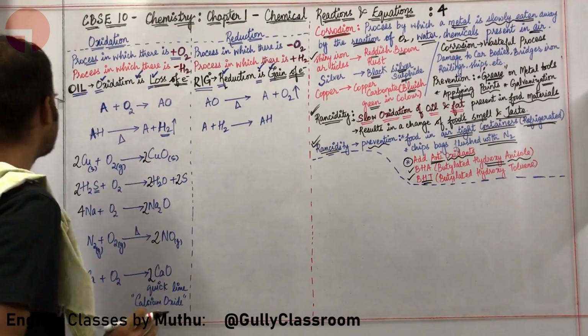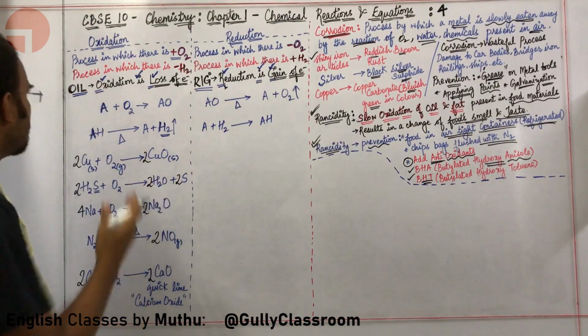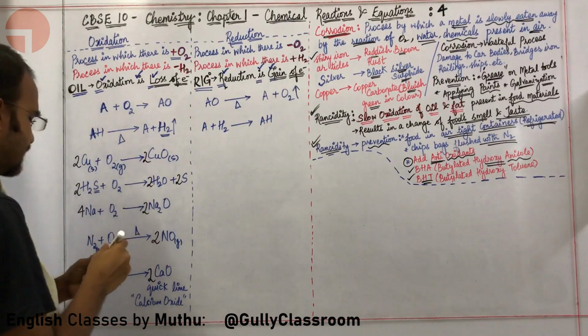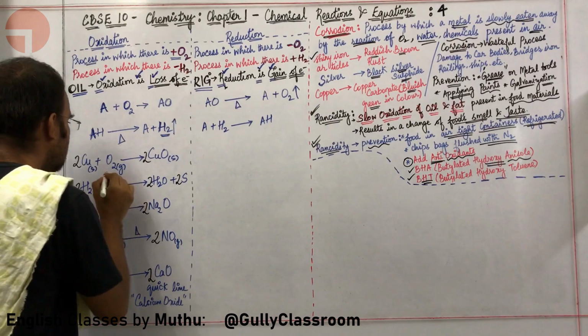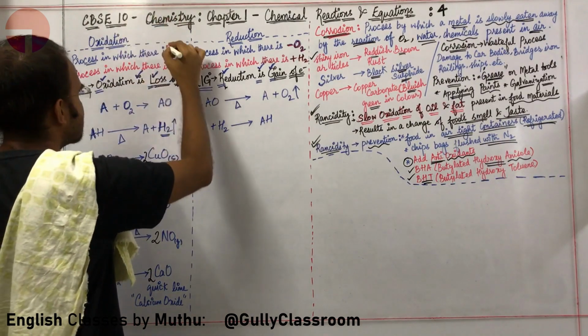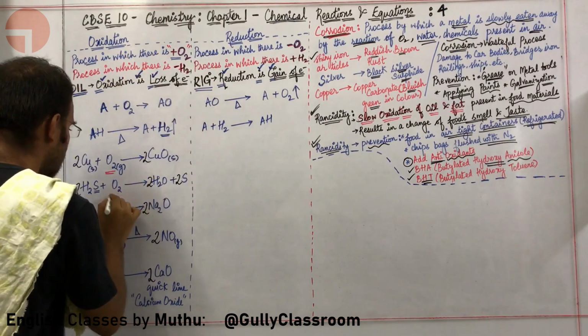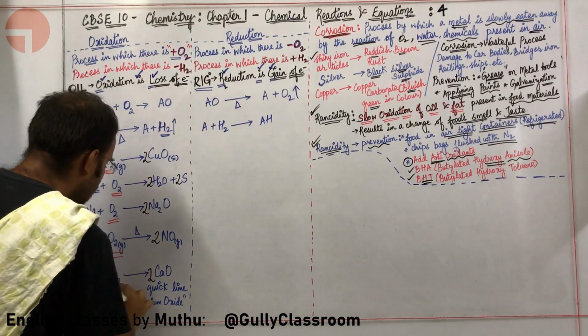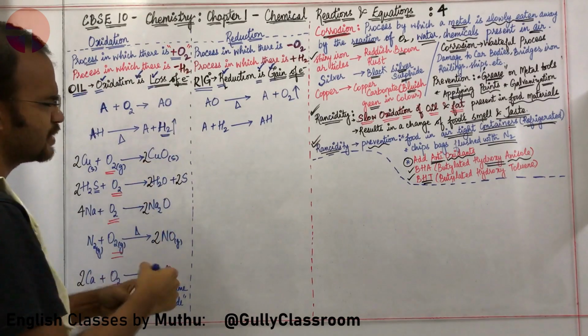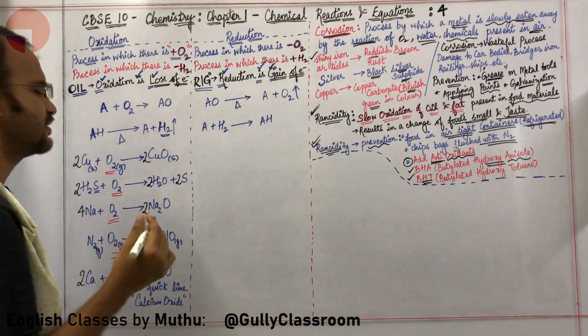That's it. I have written 5 good examples for oxidation. All these examples deal with oxidation as addition of oxygen. Let us go for reduction, sir. Okay, let us go for reduction.